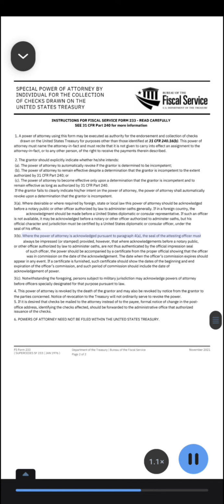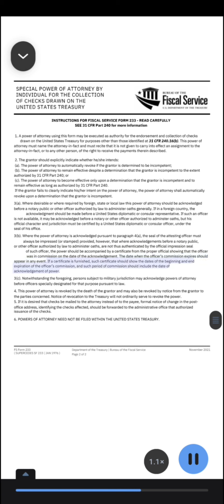3b. Where the power of attorney is acknowledged pursuant to paragraph 4, the seal of the attesting officer must always be impressed or stamped, provided, however, that where acknowledgments before a notary public, or other officer authorized by law to administer oaths, are not thus authenticated by the official impression seal of such officer, the power should be accompanied by a certificate from the proper official showing that the officer was in commission on the date of the acknowledgement.